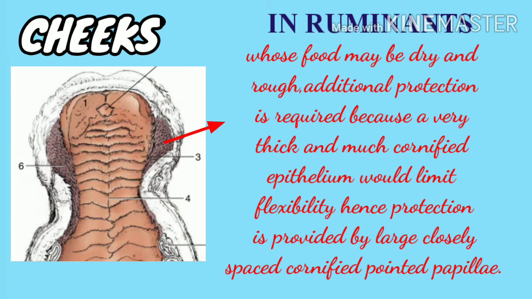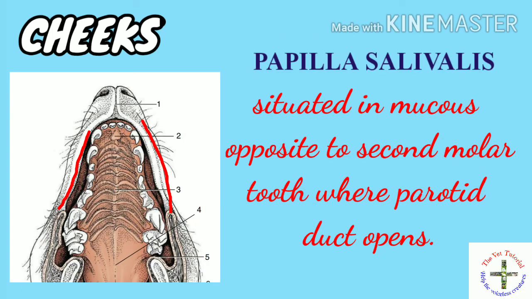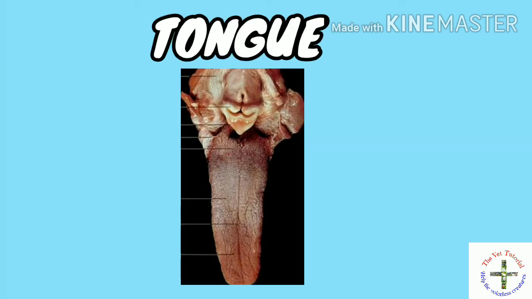In ruminants whose food may be dry and rough, additional protection is required because a very thick and much cornified epithelium would limit the flexibility. Protection is provided by large, closely spaced, cornified pointed papillae which are directed backward. The papilla salivaris is also situated in the mucous membrane opposite to the second molar tooth, where parotid duct opens into the mouth. And then let's study about tongue.